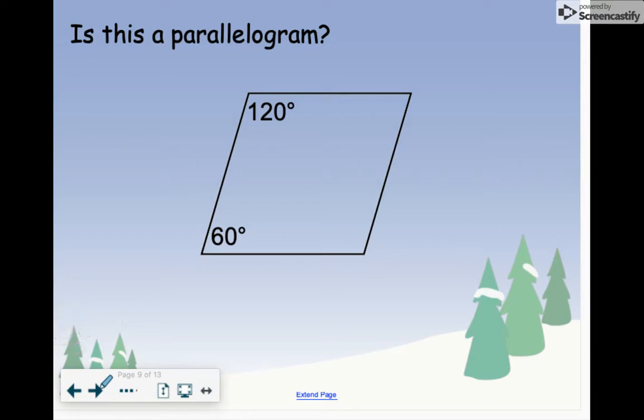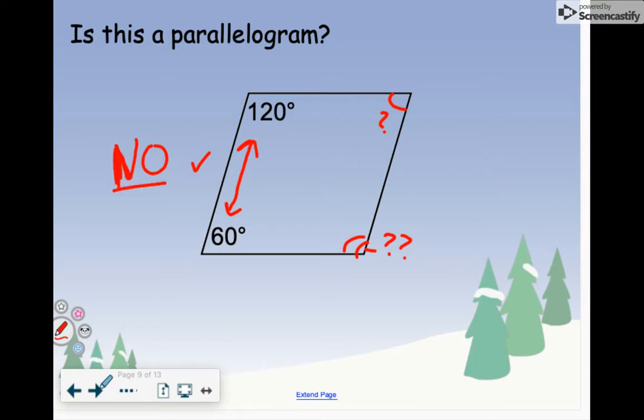So now looking at this one, we got to be careful. If you just look at it right away, this set of consecutive angles, they are supplementary, right? That's good to go. But we don't have enough information to say for sure. We know that this angle is 60. We don't know what that is. We can't say for sure that this angle is 120. We don't have that information. So in this case, is this a parallelogram? No, right? We don't have enough information. There we go. No, it is not.